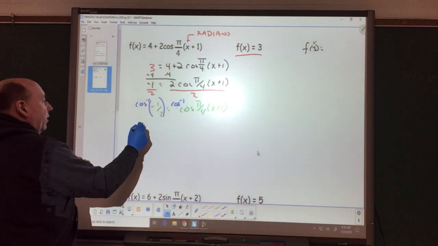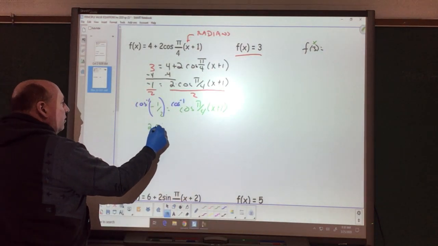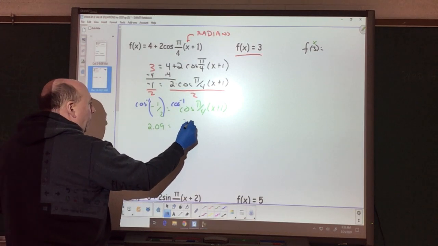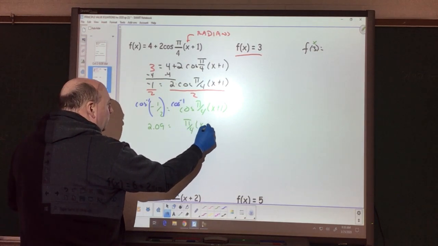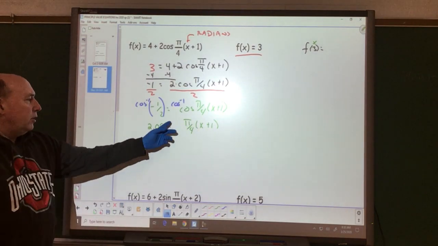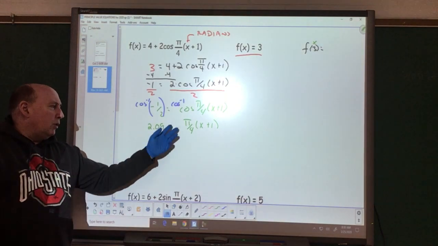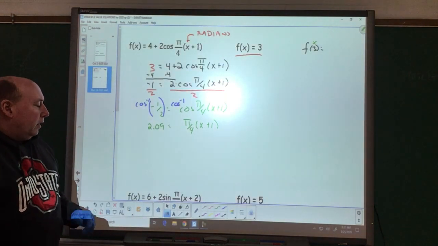So we have 2.09 is equal to pi over 4 x plus 1. And what you'll learn to do is leave a little space in here, because we'll use that space in a few minutes.